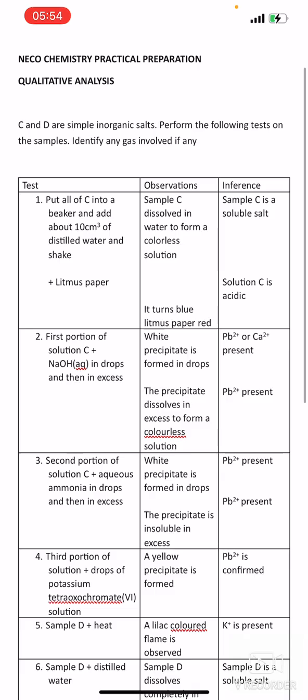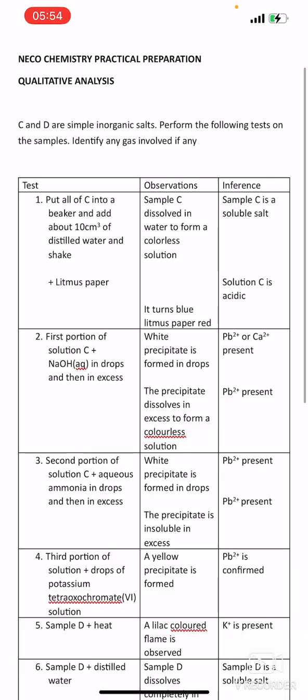So number 3, the second portion of aqueous ammonia in drops and in excess. The white precipitate is formed in drops, and then the precipitate is insoluble in excess. It actually signifies the presence of lead ion too.